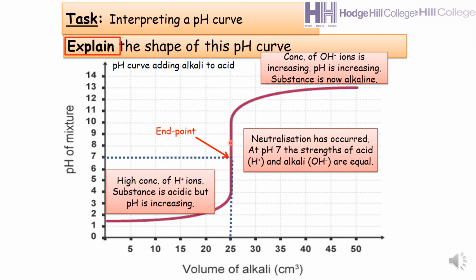If we carry on going further across, the concentration of OH minus is increasing, the pH is increasing, and eventually the substance is now alkaline. So the further you get towards the top, the stronger the alkali is going to be. So please annotate your graph with these notes.